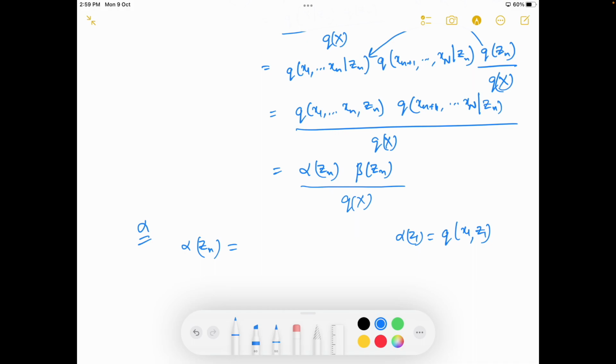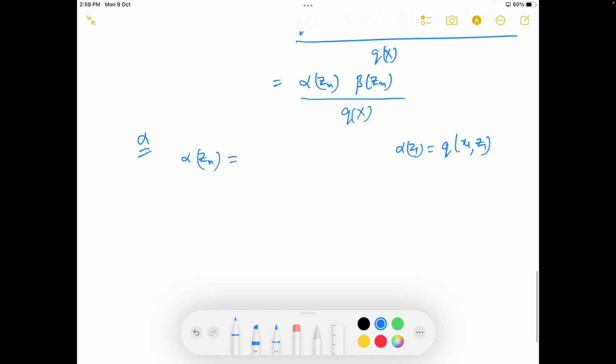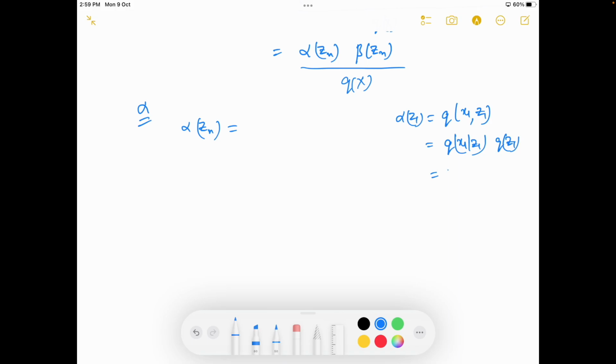What is Q of x1 comma Z1? It is Q of x1 given Z1 into Q of Z1. So what is this? Q of x1 given Z1 is simply the probability of x1 given phi of Z1, of the old parameters. Times, what is Q of Z1? It is pi Z1, old. That's it. So you know how to compute alpha Z1 from your HMM.